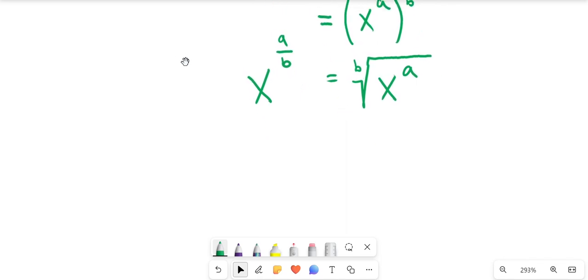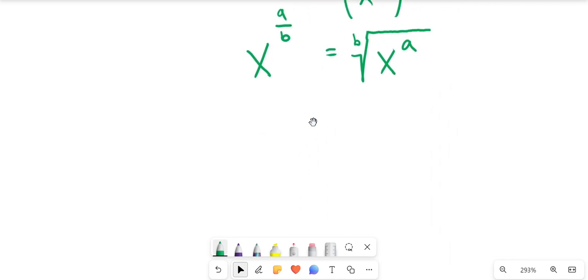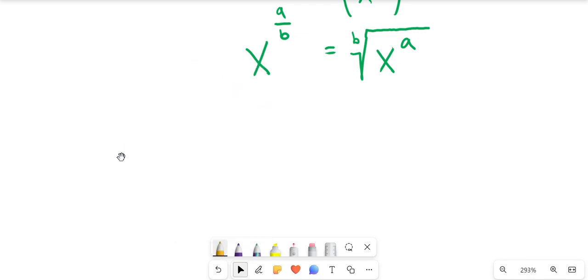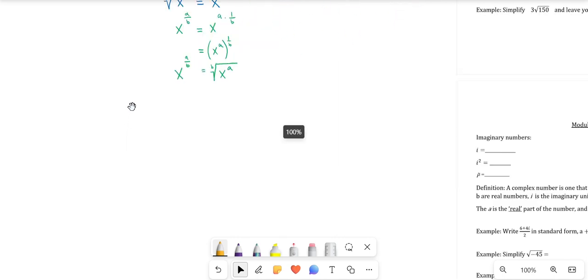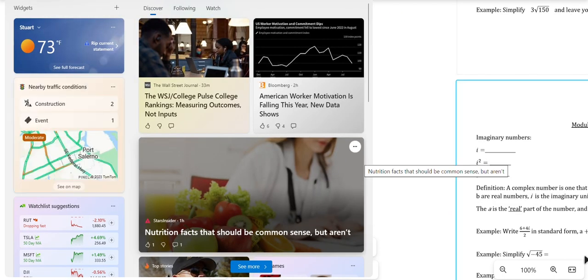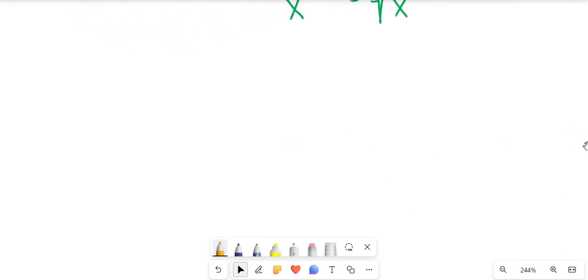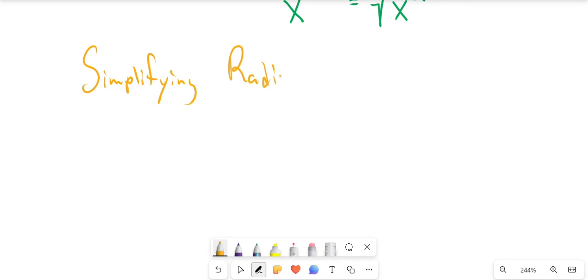And that's a good property to keep in mind, that you can always take radicals and rewrite them as exponents, and then use exponent rules to sort of juggle those things around and simplify them. Another way, a different way that we could talk about simplifying is to talk about how to simplify what's underneath the argument of a radical. So let's talk about simplifying radicals a little bit.